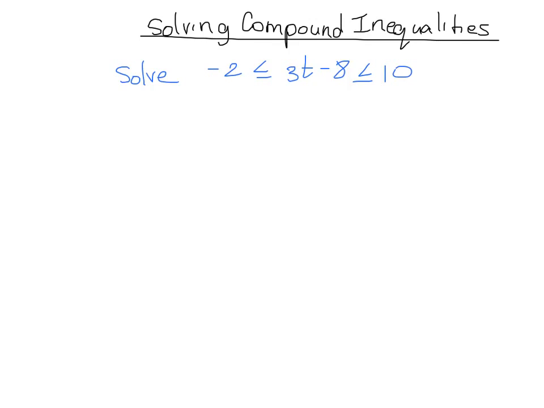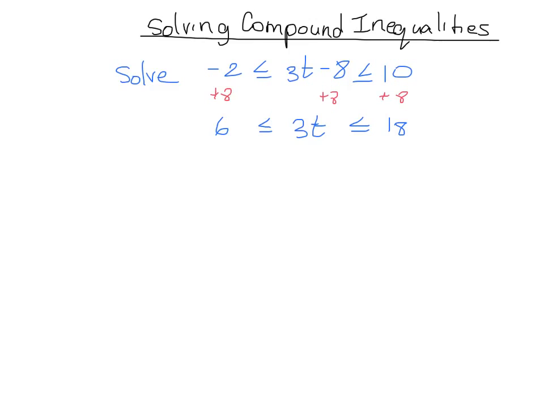In this case, we want to get our t alone, so we have to add 8 in order to get closer to having our t alone. But we can't do it to just one thing and not the others. We have to do it to all three parts of our inequality. So we're adding 8 to everything. On the left, we get 6 is less than or equal to, in the middle, we have 3t, and on the right side, we have 18.